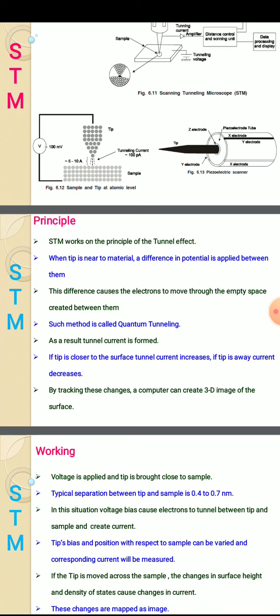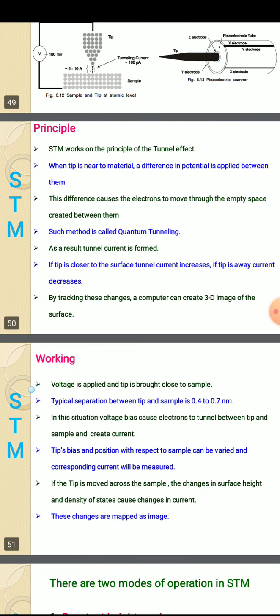also create a current. When the bias and the position with respect to the sample are varied, the corresponding current is measured. If the tip is moved across the sample, the changes in surface height and density of states cause changes in current. So these changes make a map and form images.